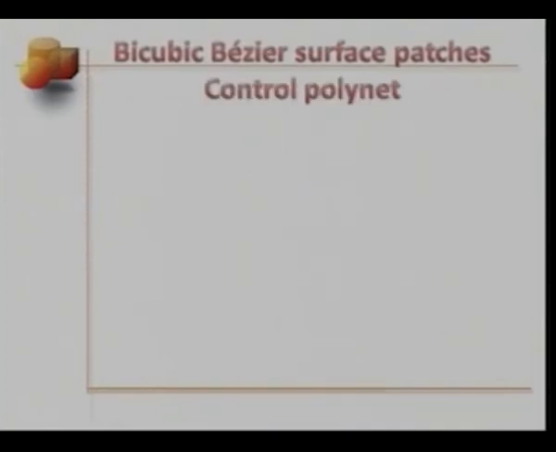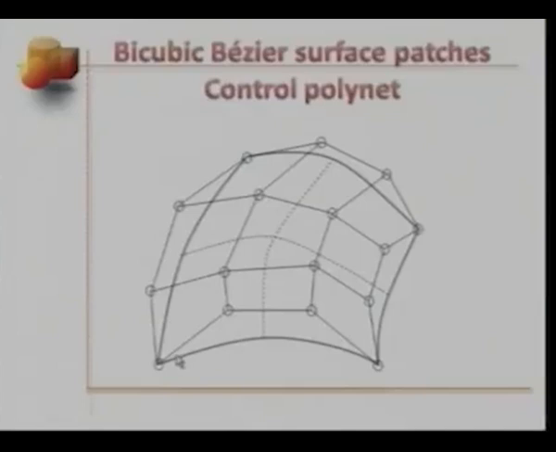Bicubic Bezier surface patches control polynet or control net. This is how your polynet or net will look. So a user will be specifying 16 data points, and the corresponding bicubic Bezier patch will be observed like this, with these 4 as bounding curves.